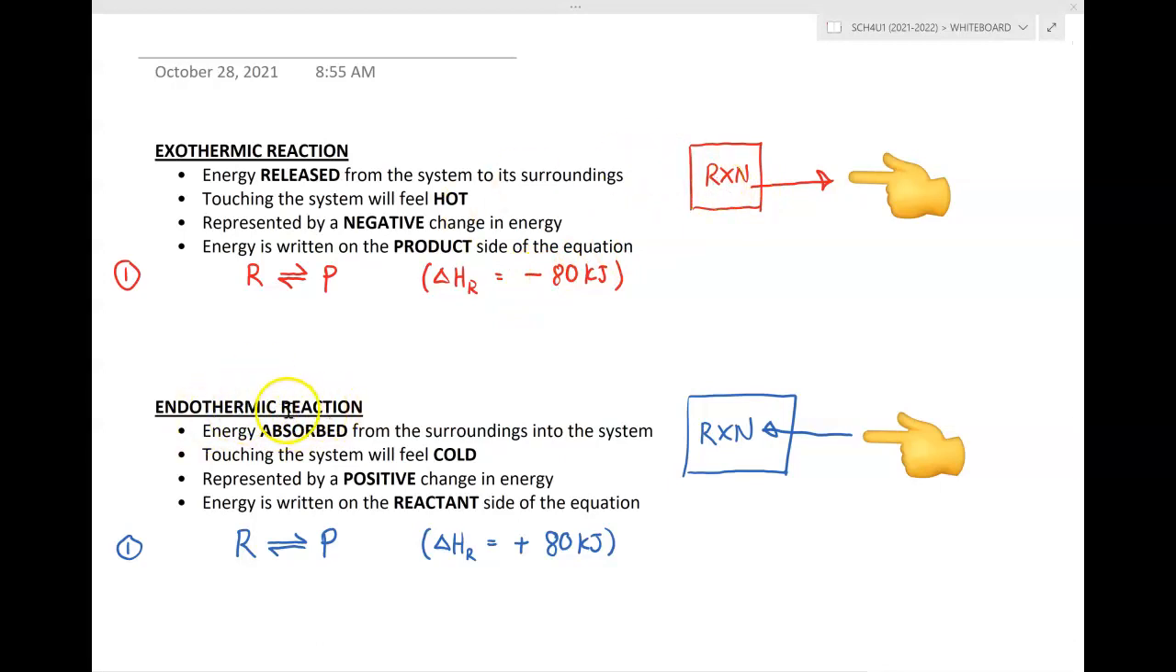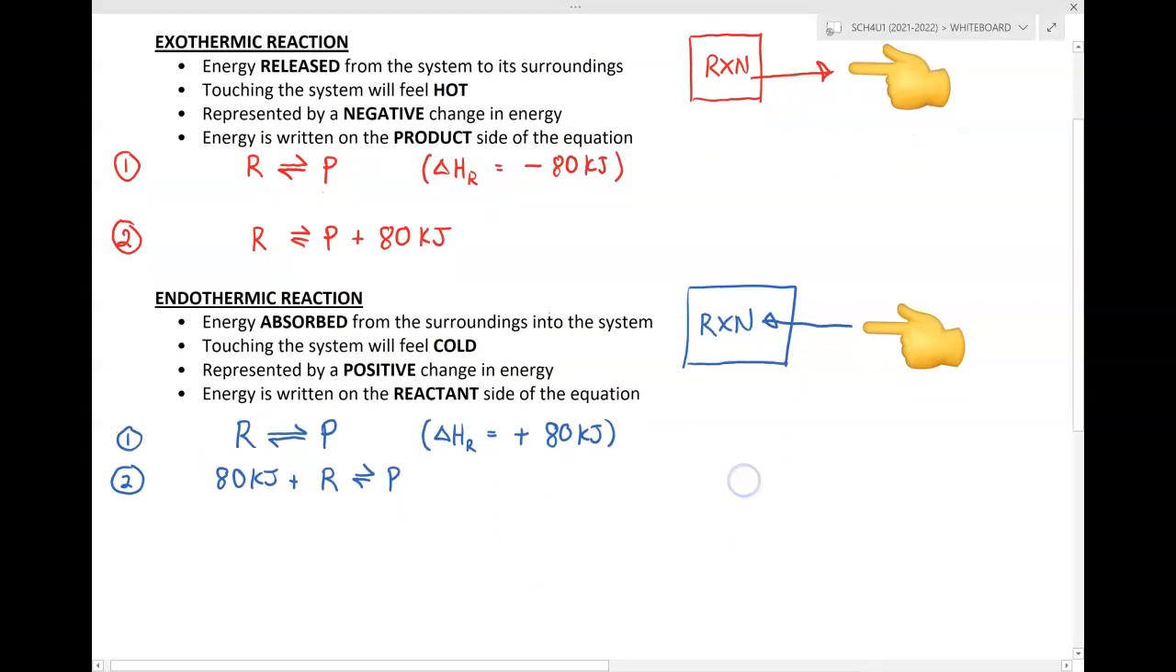With endothermic reactions, it's the exact opposite. Because energy is being absorbed, I have to add energy into the reaction. Because I'm adding energy into the reaction, from its viewpoint, it's gaining energy. That's why it's a positive symbol, positive 80 kilojoules for the heat of the reaction, or the change in energy for this reaction. So once again, this positive and negative value is not from your perspective, it is from the perspective of the reaction itself. Is it losing the energy, the reaction, or is it gaining energy, the reaction?